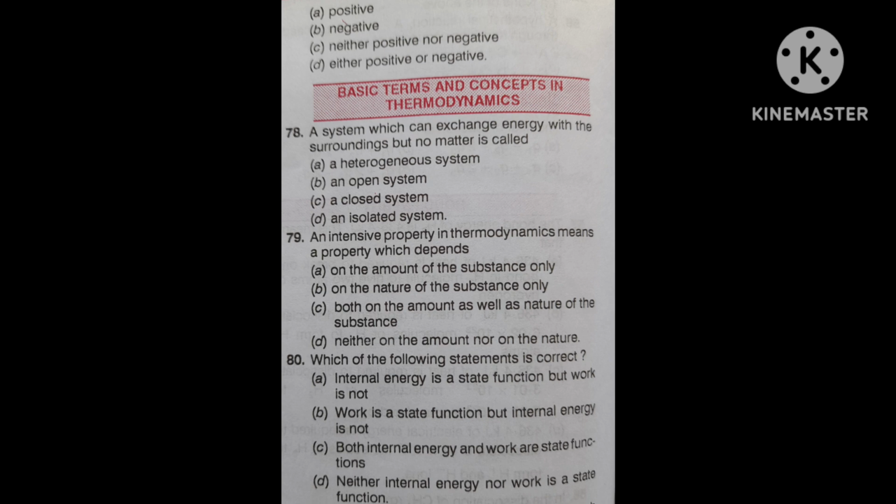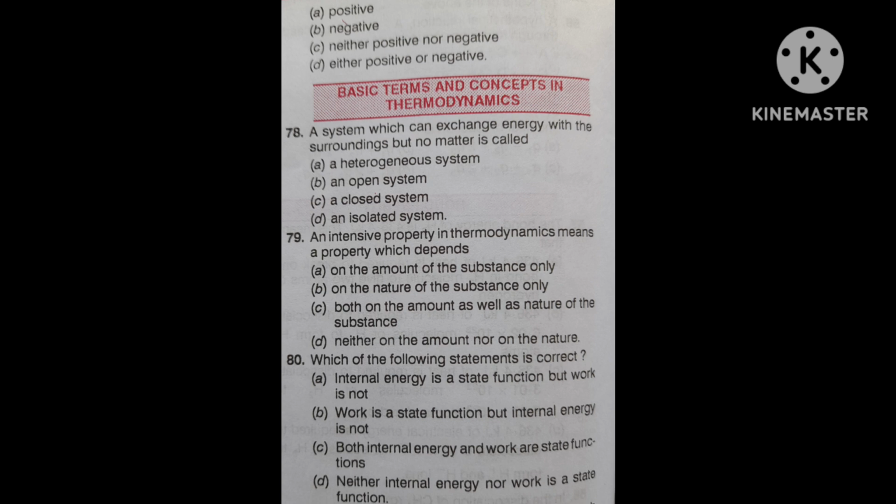The correct answer is delta S total is greater than 0. Total means system plus surrounding. Delta S is the change in total entropy, system plus surrounding, and it must be greater than 0. Correct? This is the correct answer. Why? Because that is actually the condition for spontaneity.